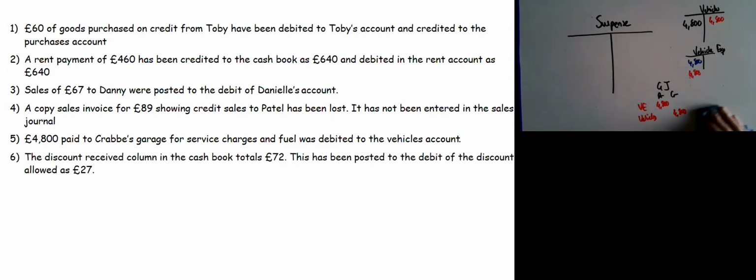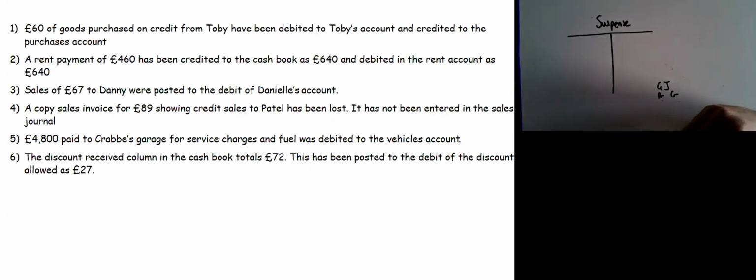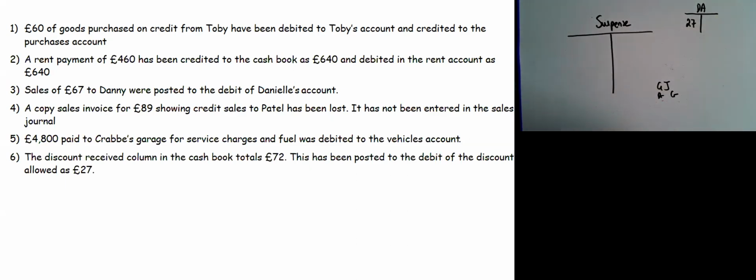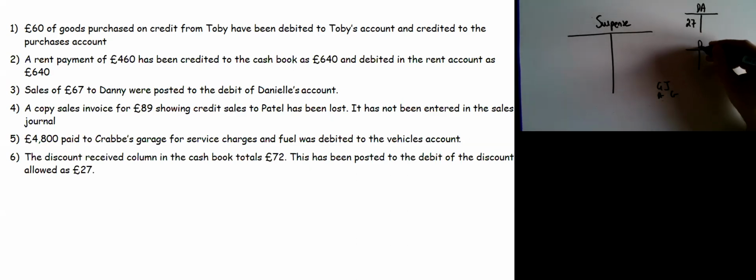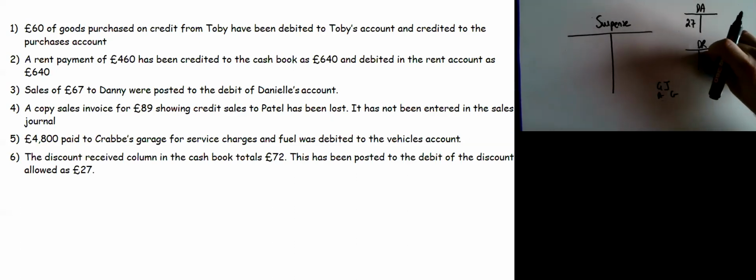Okay, 6. Hopefully this is when we're going to need the suspense account. So discount received column in the cash book totals £72. However, this has been debited to the discount allowed as 27. Discount allowed has been debited as 27, but it should have been a discount received as 72. Discount received is in income, so that should go on the credit side. So it should be blue. That's what it should look like.